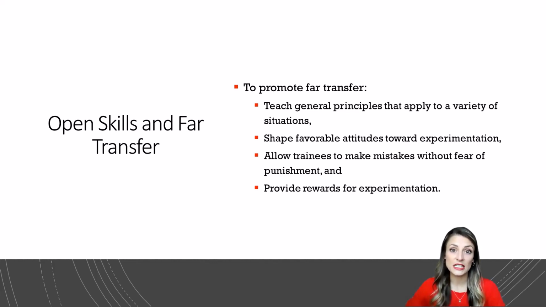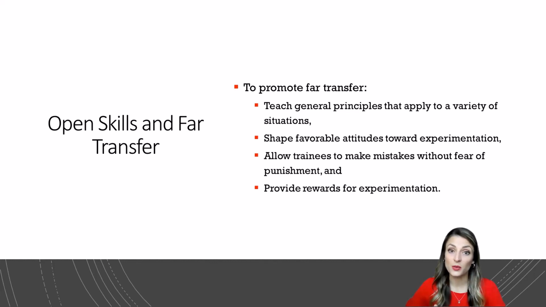We start by teaching general principles that trainees can use in a variety of situations, giving them the tools they need to be prepared for just about any situation they may face on the job. Try to persuade learners to experiment and to try different strategies in different situations. Provide them with feedback after they make mistakes and errors. And whatever you do, don't punish them for making mistakes and errors. Training is the place for this to happen so long as they learn from those errors.